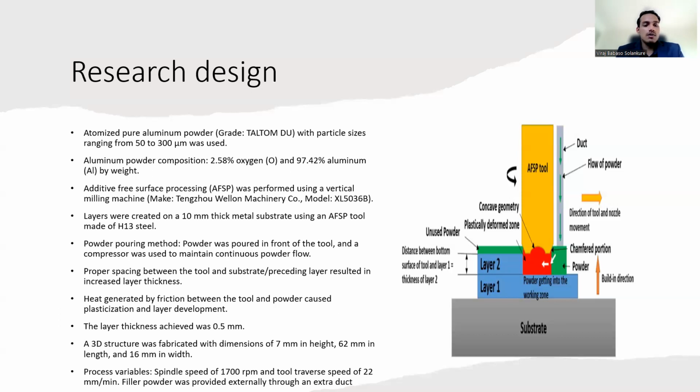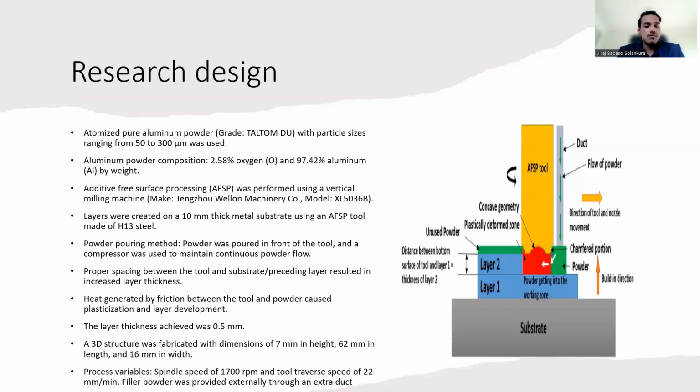The layer was created on a 30 mm thick metal substrate using an additive friction stir processing tool made of steel. In the powder pouring method, powder was poured in front of the tool and compressed air was used to maintain the continuous powder flow. The proper spacing between the tool and the substrate layer resulted in an increase in layer thickness. Then heat generated by friction between the tool and powder caused plasticization and the layer development. The layer thickness achieved was 0.5 mm.